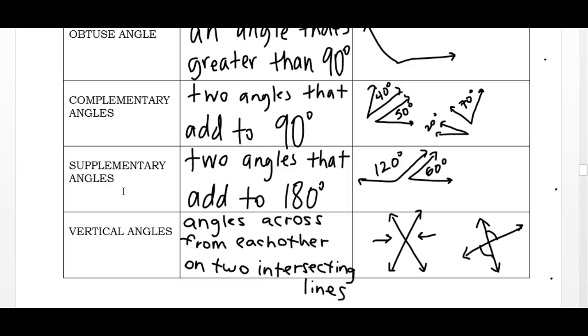My next one is supplementary angles. Two angles that add up to 180 degrees. So here I have a 120 degree angle and a 60 degree angle. Put together, that's 180 degrees.